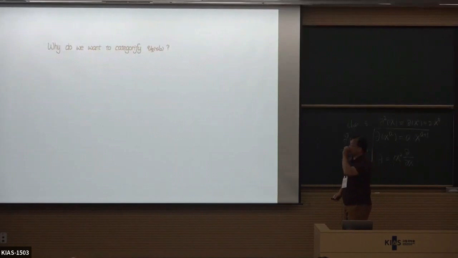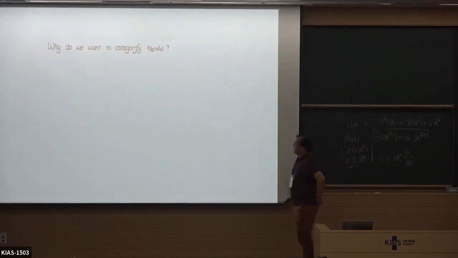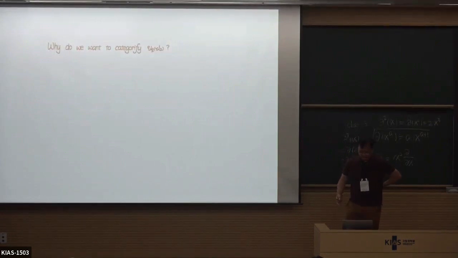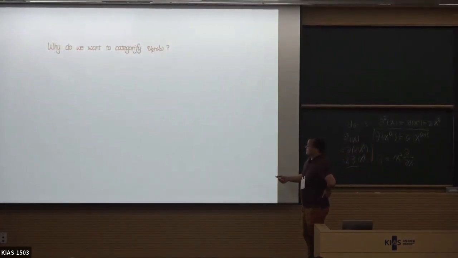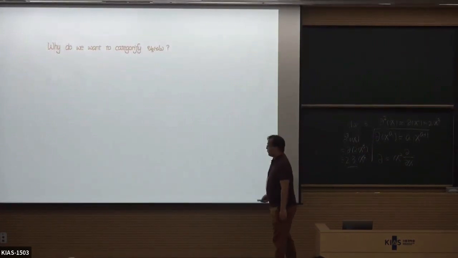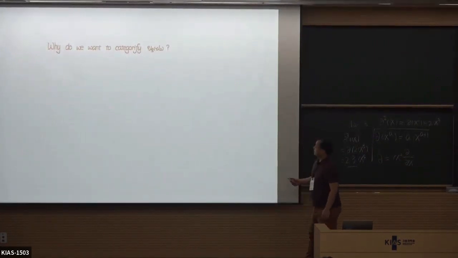Okay. So now let's move on to how we categorify. How do we build more interesting algebra objects over the cyclotomic category, or p complex category? And to motivate this, why do we want to categorify the quantum group, in particular this quantum group?